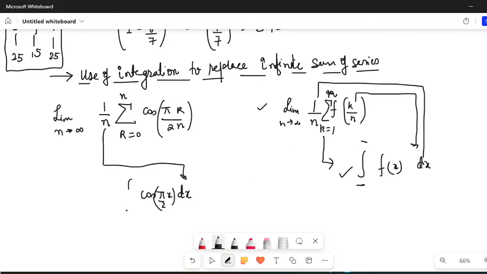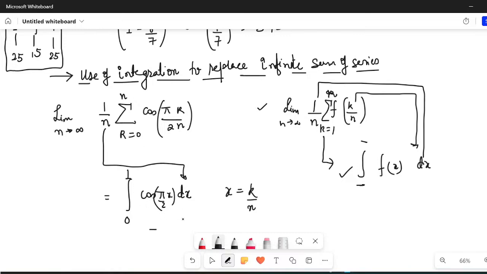Instead of the summation, change it to integration and now adjust the limits. See, here the variable of integration is x, which is equal to k upon n. Now see, if k is equal to 0, then x would be 0, so the lower limit would be 0. And if k is equal to n, then the upper limit would be n by n, which is equal to 1. So this particular thing and this particular thing are one and the same thing.